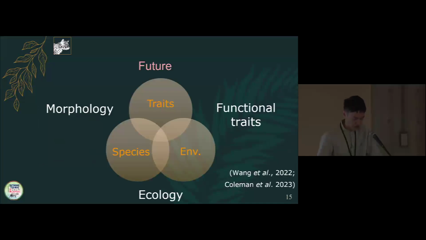Looking ahead, most research certainly focuses on morphology and ecology, exploring traits, species, and their environment. However, there's limited research on functional traits that connects these aspects. I believe this is due to the lack of a large-scale trait database, at least in Taiwan. Countries like China and Australia have already made progress in this area. I hope to see trait research from a broader perspective in the future.